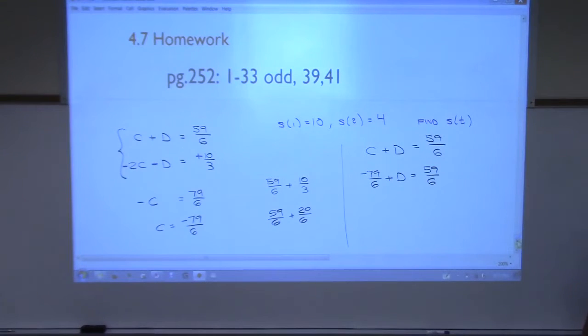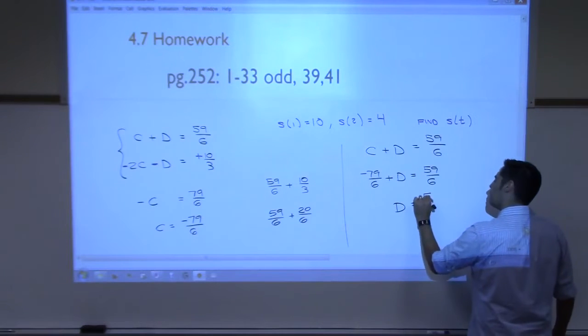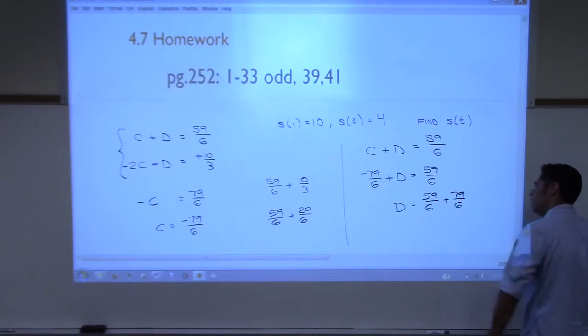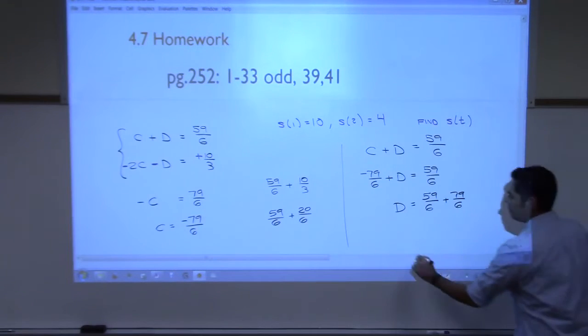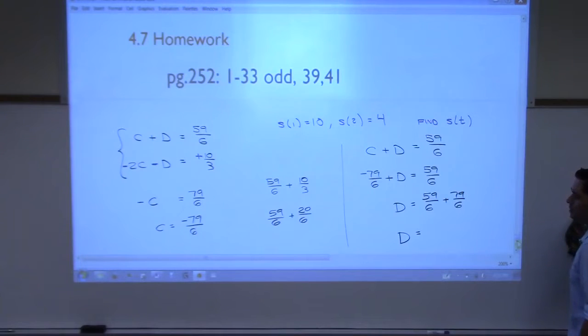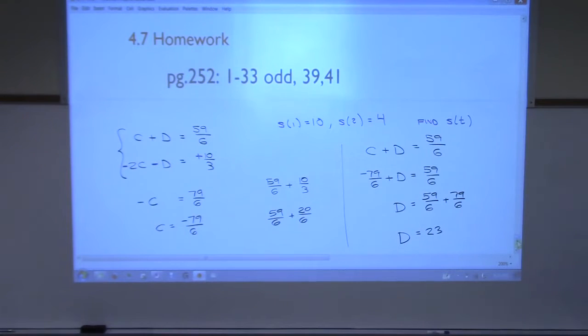And add 79/6 to both sides. I got lucky, they have the same denominator. Then I'm going to get 138/6. 148. Exactly. It reduces to 23. Yeah, I meant that to happen. Okay. Really, it comes out to be 23. That's just pure chance right there.